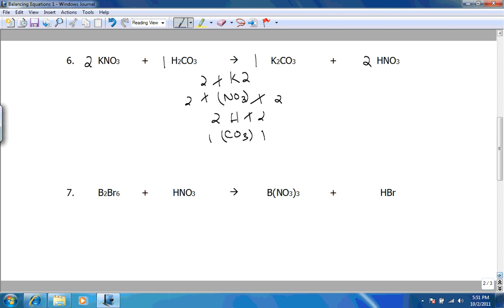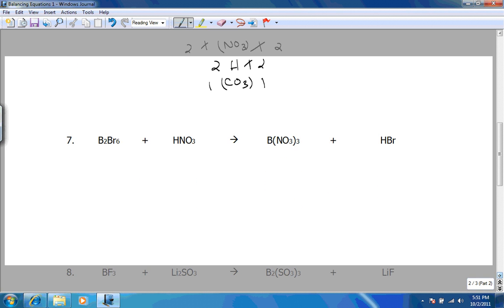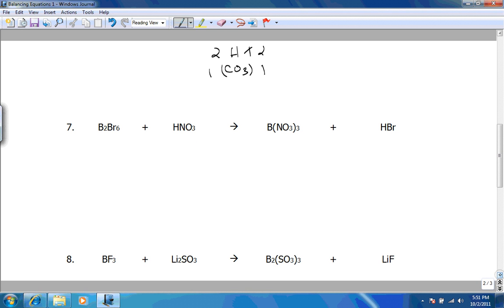Alright, so the next one, scroll on down. Okay. We have boron, bromine, hydrogen, and just like the previous one, the NO3, we're going to keep together. So, with boron, we have 2 on this side, and we have 1 over here. That 3 only goes to what's inside the parentheses, so we're not going to multiply the boron by 3, just the NO3 by 3.